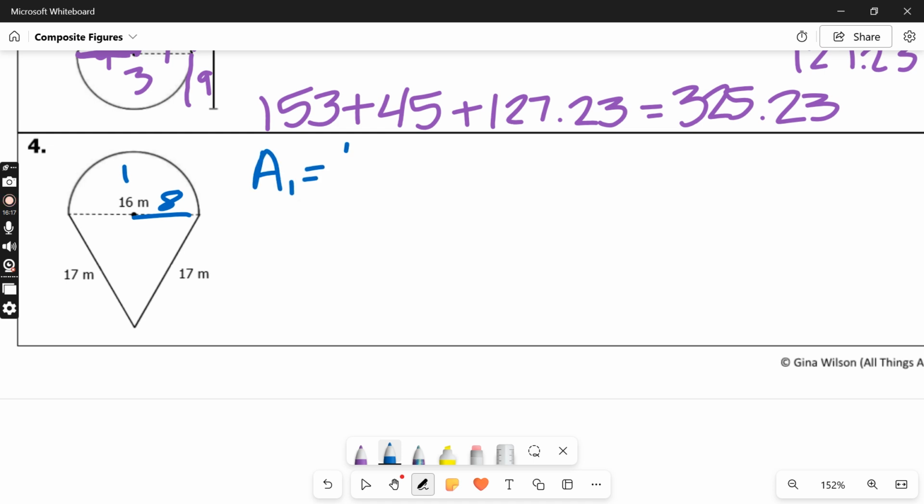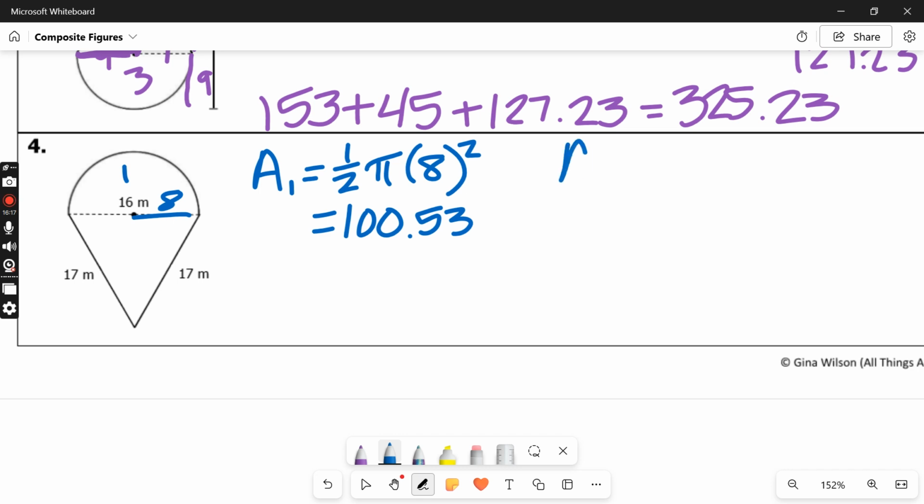So since it's half a circle, I'm going to do 1/2 pi times 8 squared, which is 100.53. Okay. The next thing I'm going to look at is this triangle. So our formula for a triangle is 1/2 the base times the height. Okay, 1/2. Now we know the base here is this 16.